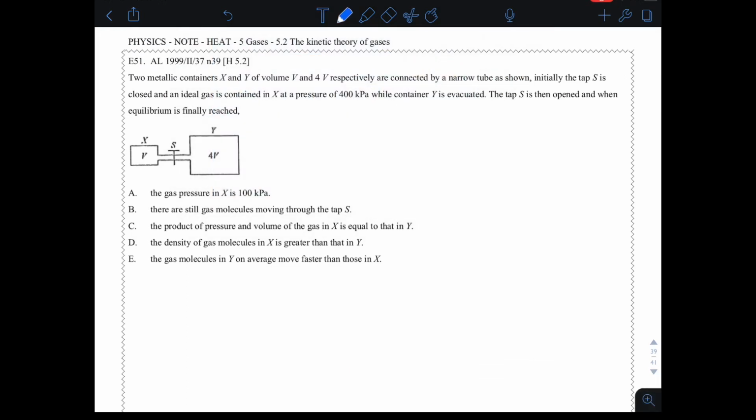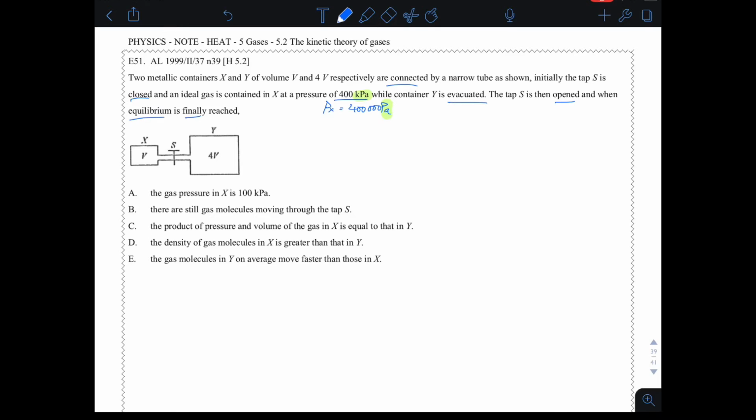Next, we have two containers connected to each other, and initially this is closed, and then we have some pressure here, and we don't want kPa, we want Pa, so you directly change it to Px is 400 times 1000 Pa. This is what we want. And then evacuated, that means vacuum, that means no molecules inside. And then now it's open, and then we wait for the equilibrium.